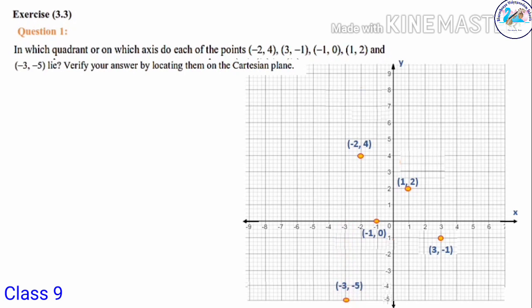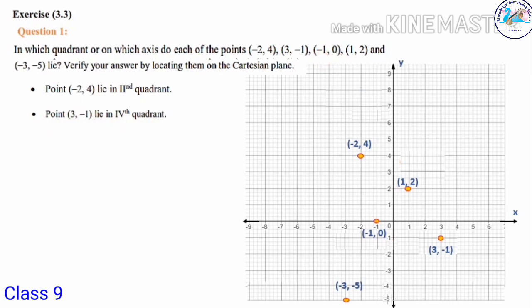Next we shall find out in which quadrant these points lie. First one is (-2, 4), which we have marked here. Whenever the x axis and y axis come into the plane, it is divided into 4 quadrants. This is the first quadrant, second quadrant, third quadrant and fourth quadrant. So (-2, 4) is in the second quadrant. We will write the answer: point (-2, 4) lies in the second quadrant. Next is (3, -1). Here, this is the fourth quadrant. So the answer is point (3, -1) lies in the fourth quadrant.